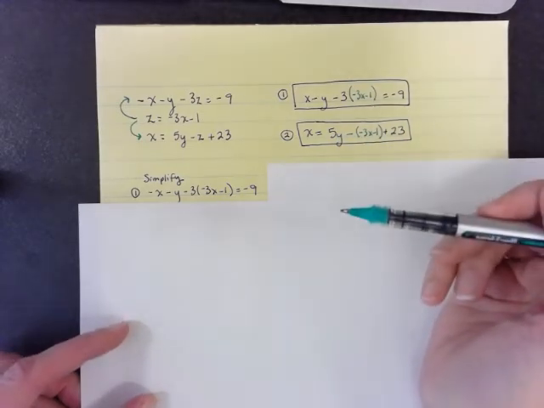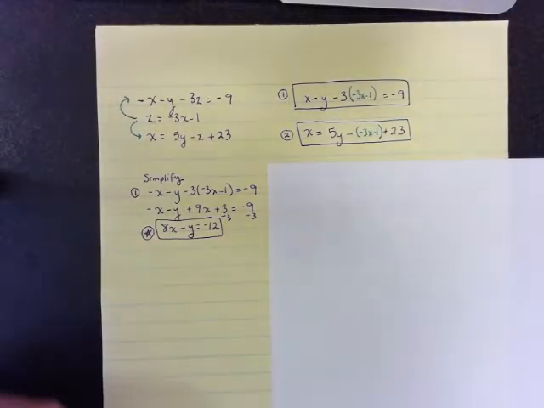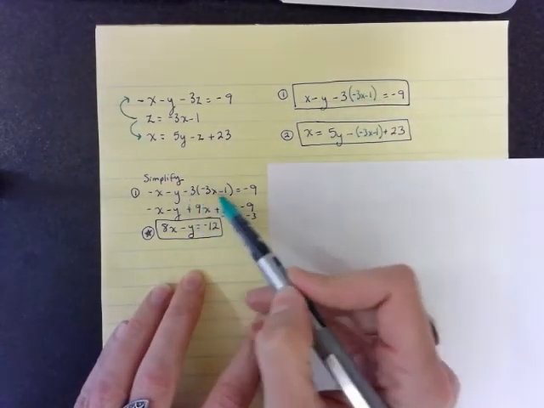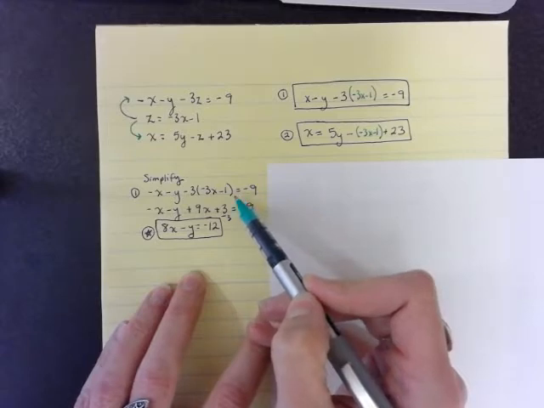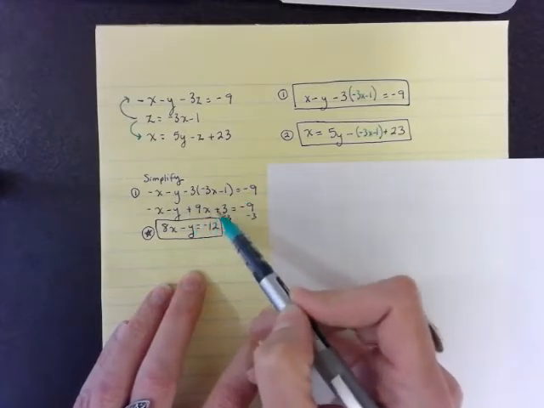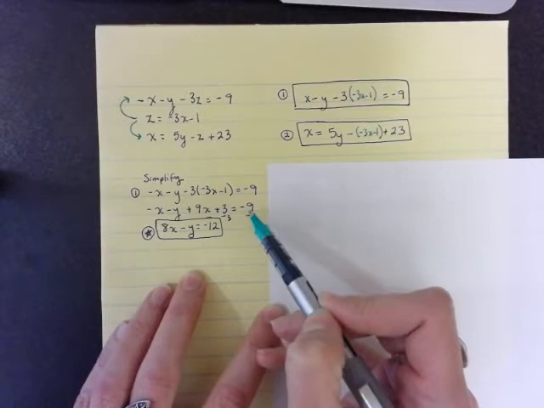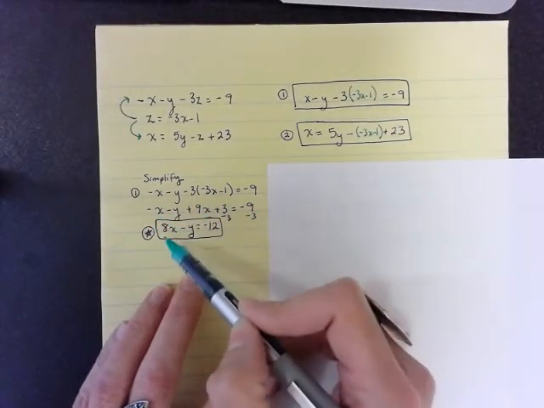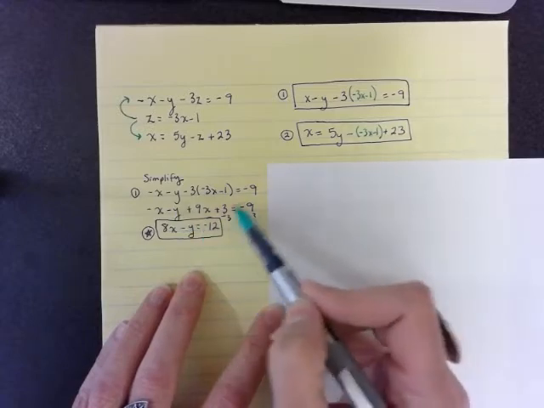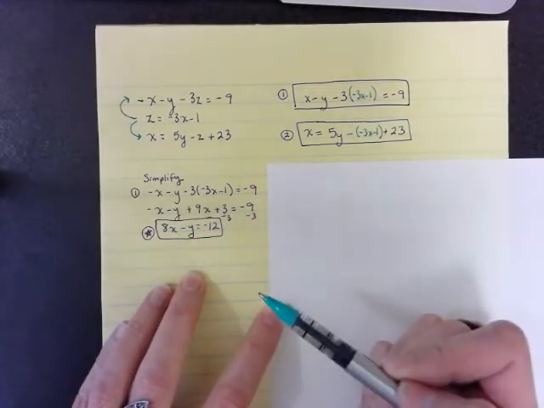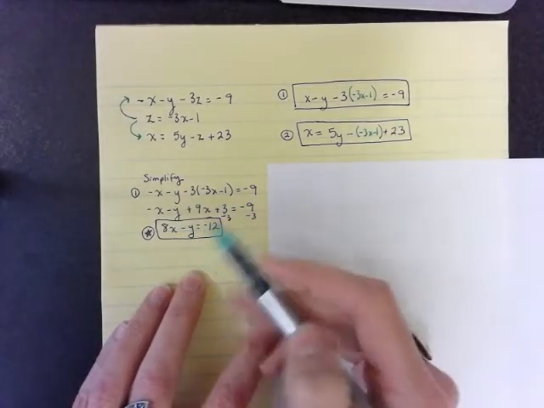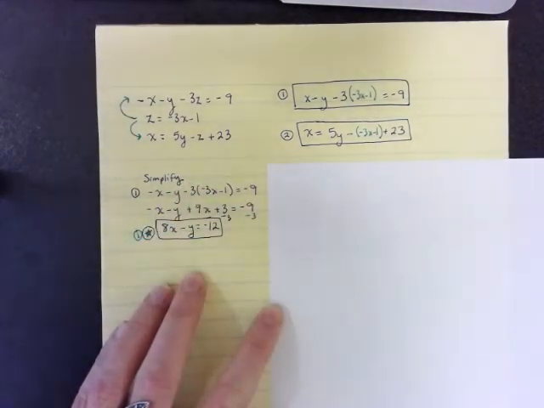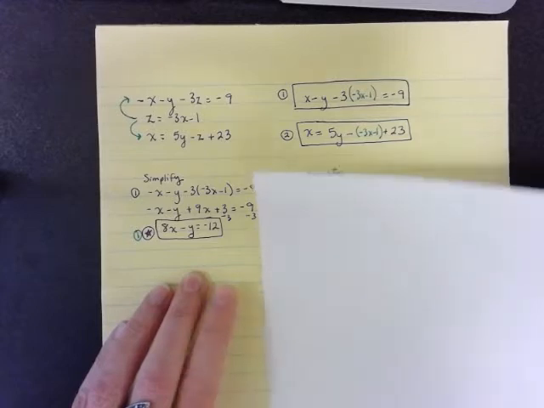All right. So when I go through and simplify this first equation, I have to distribute my negative 3 among the parentheses. So I have plus 9x plus 3 equals negative 9. If I want to simplify more, I combine like terms, so I get 8x minus y equals negative 12. And that's my combining of like terms. So that's my first equation. I'm going to call this number 1 again. Now I'm going to simplify the other equation.